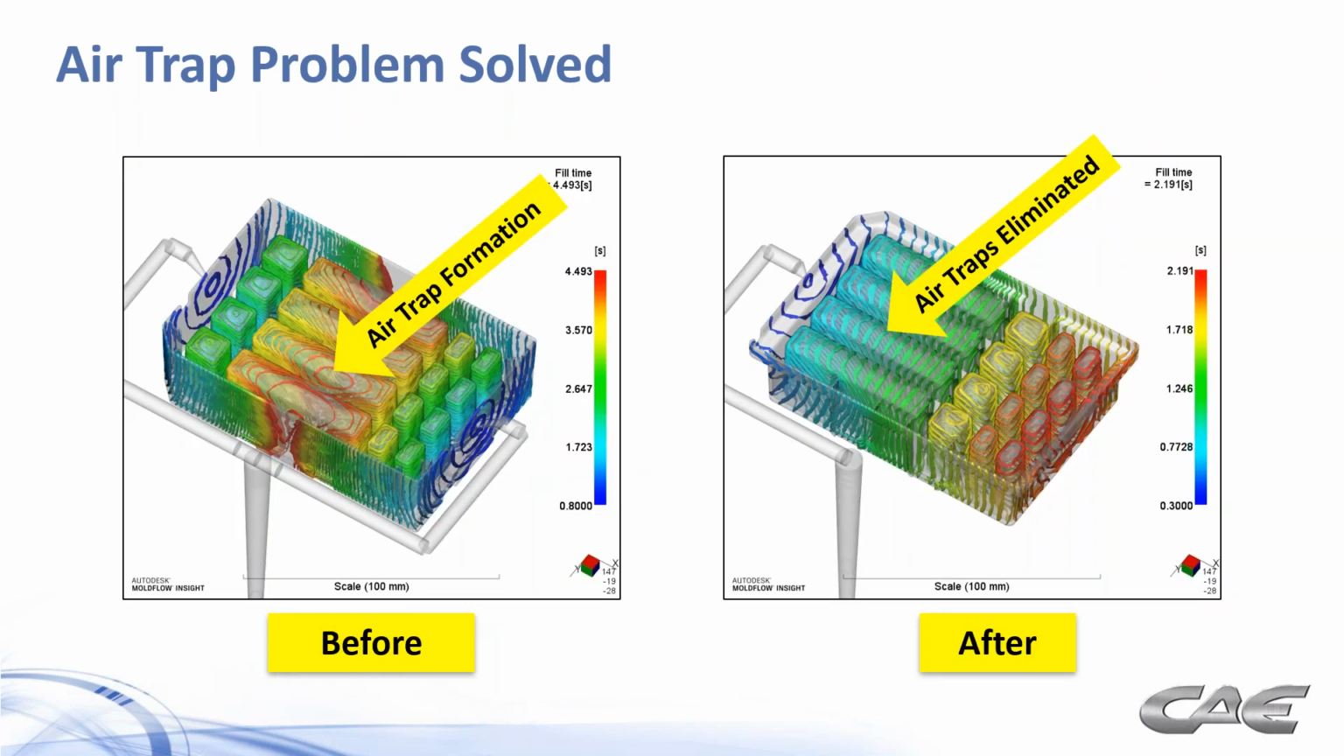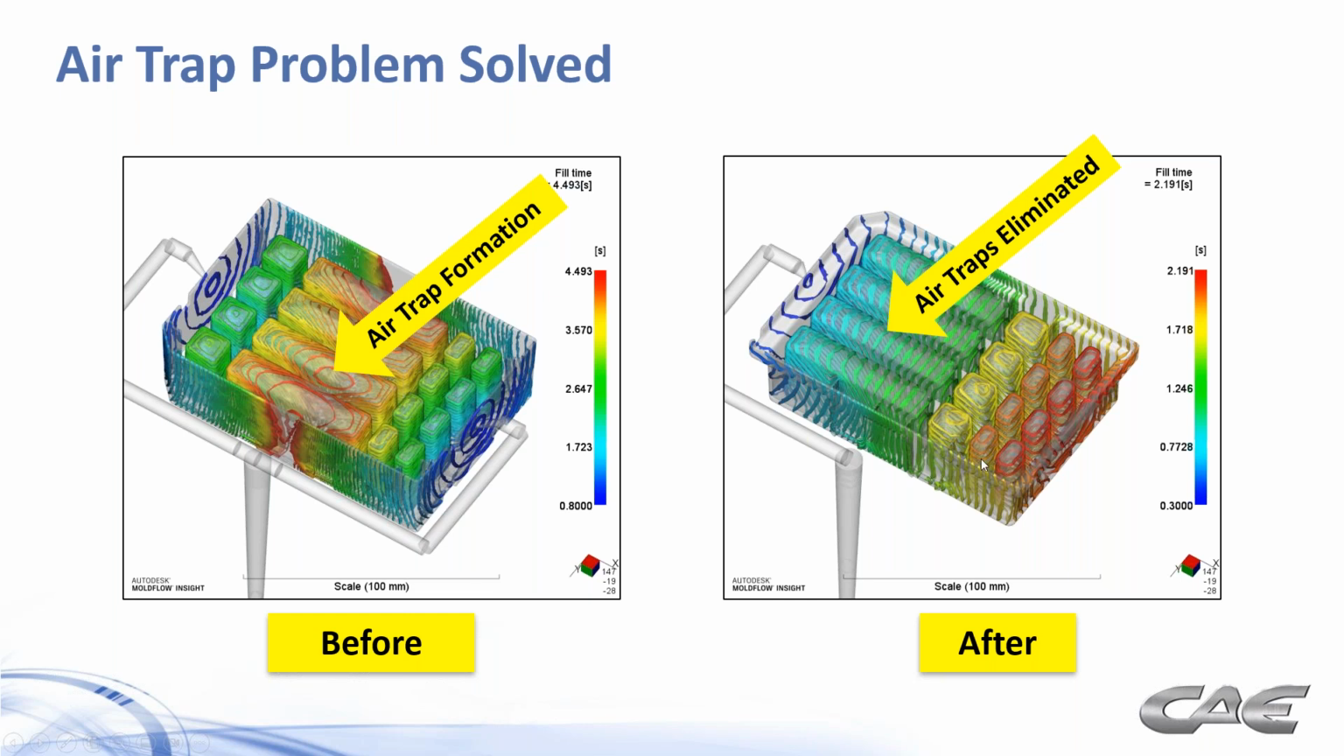Another way to take care of air traps is to change the part geometry. In this case, we actually move these wells closer to this gate on the left. By doing so, we were able to get the flow front to move more uniformly across those and eliminate the air trap. They were more concerned about the air traps in these giant wells than in the smaller ones.